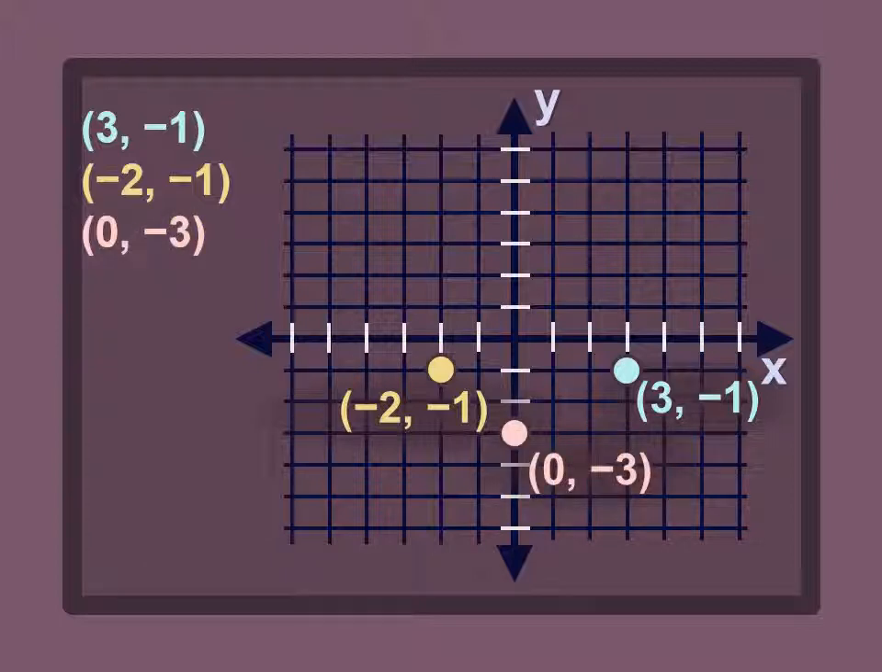Now we have 0, -3. The 0 is the x coordinate, which is the horizontal movement. We have no horizontal movement because it's 0, which means we're going to be on the y-axis. The -3 is the y coordinate, which is the vertical movement, so we're going to go -3 on the y-axis. 1, 2, 3. And there's our point 0, -3.